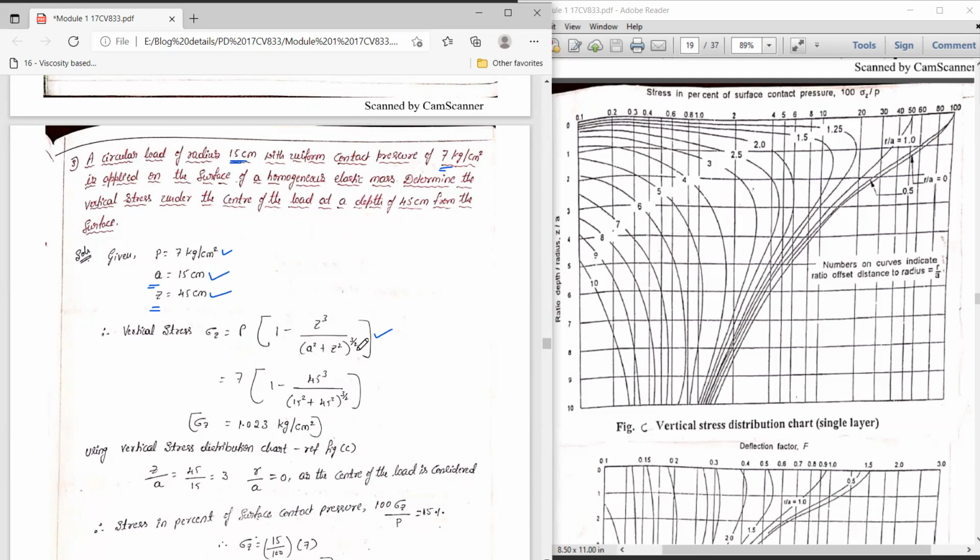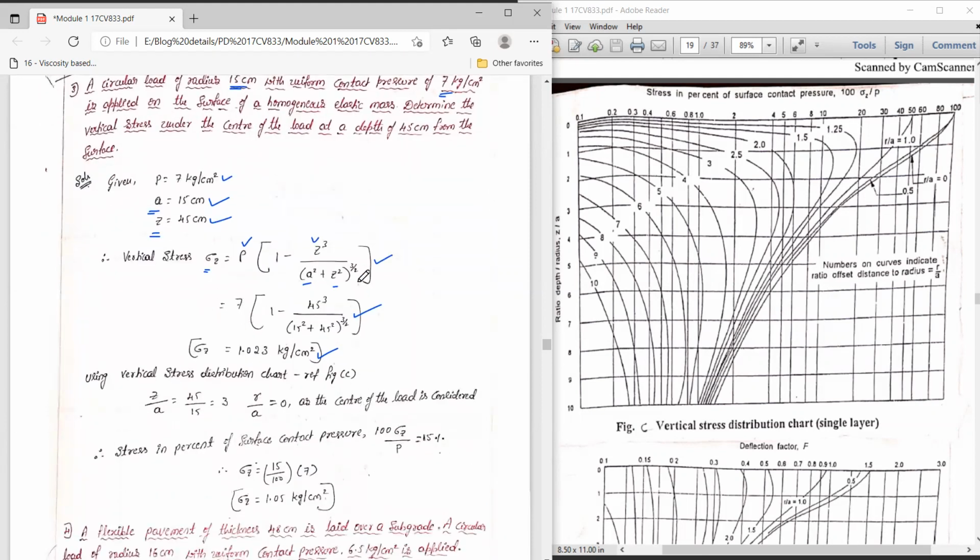So in this formula, all the data is available. P is available, Z is available, A is available, again Z is available. Substitute all the data and solve for sigma Z, that is the vertical stress. After solving the equation, the answer is 1.023 kg per centimeter square. This is one way of finding vertical stress at a given depth using the Boussinesq equation.